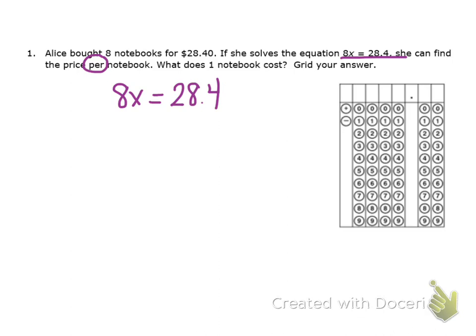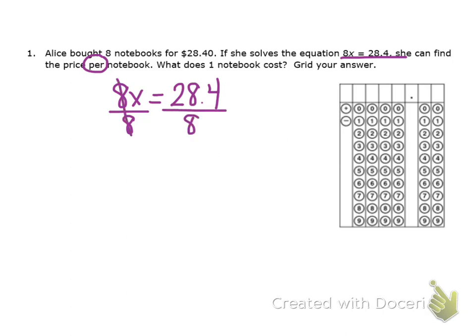So remember, our goal when we're solving an equation is to always isolate the variable. We want to get x by itself on one side of the equal sign. So we always start with the side with the variable. Ask yourself, what operation is happening? 8x means 8 times x. The opposite of multiplying is dividing. So I'm going to try to get rid of that 8, so I'm going to do the inverse operation. I'm going to divide by 8 on both sides.